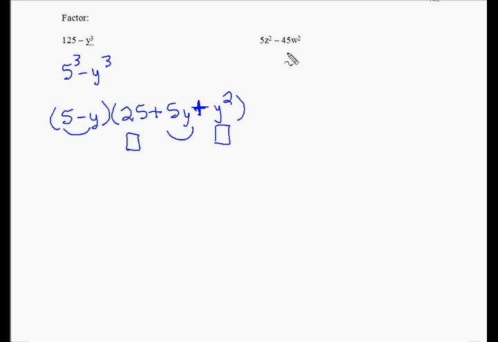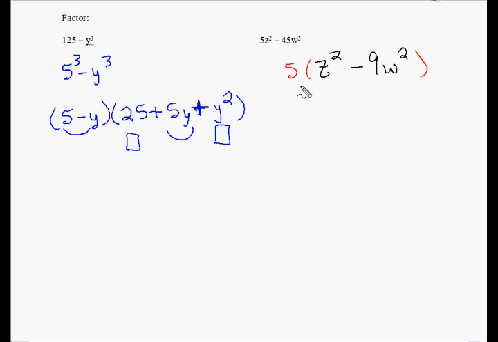Looking at this next example, 5z squared minus 45w squared, our first step is always to look for something common to each term. And here I notice 5 is common, so I factor out a 5, and what I'm left with inside one set of parentheses is z squared minus 9w squared.